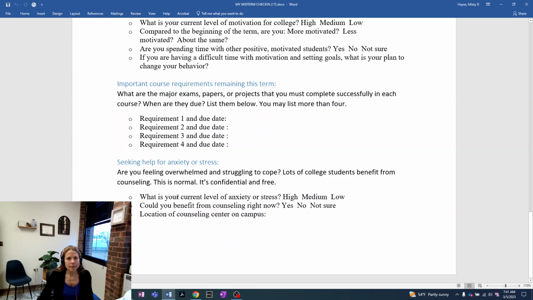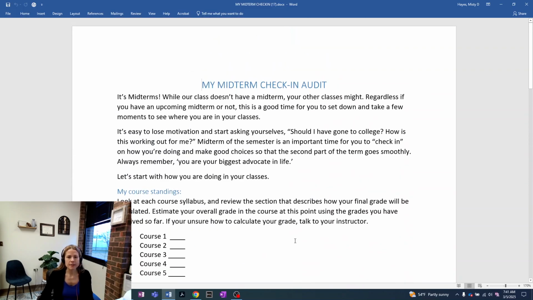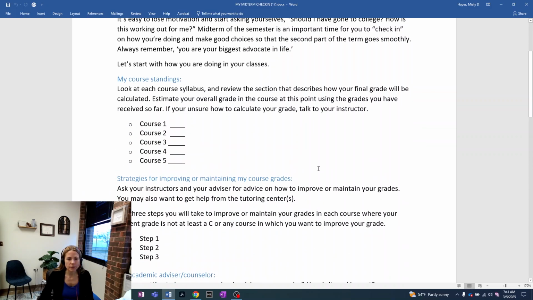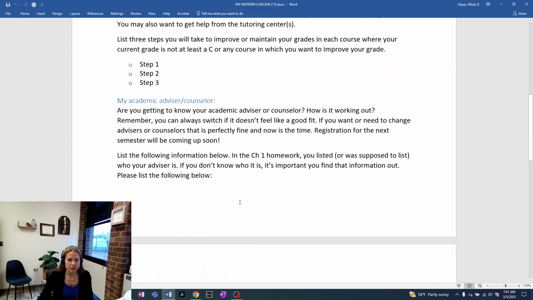And then also thinking back in that Chapter 1 Water State Resources worksheet, where was the counseling center located on campus? Go back to that worksheet and find that information, and you will input it here. That pretty much covers all of the midterm. Remember, this is a reflective piece, right? You're not going to get it wrong. The only reason that you would get points knocked off is if you didn't do a section and complete all the components for each section.